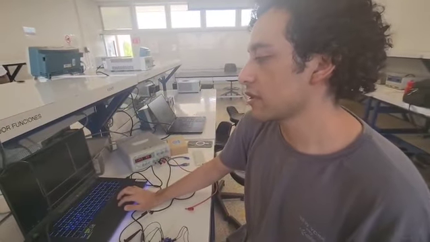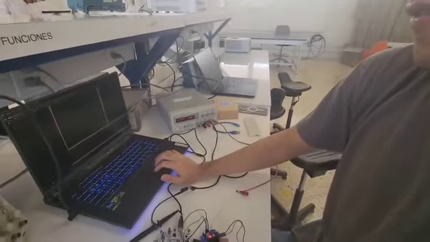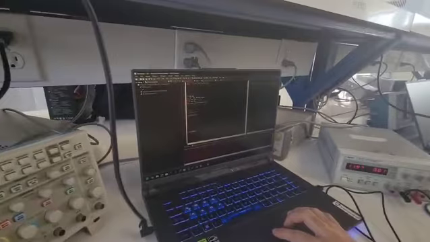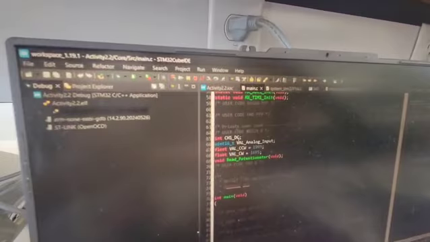Okay, I'm Justino Rodriguez. I'm going to show the variables and the read potentiometer function. At first, we have the int channel 1 DC, that is the CCRX.